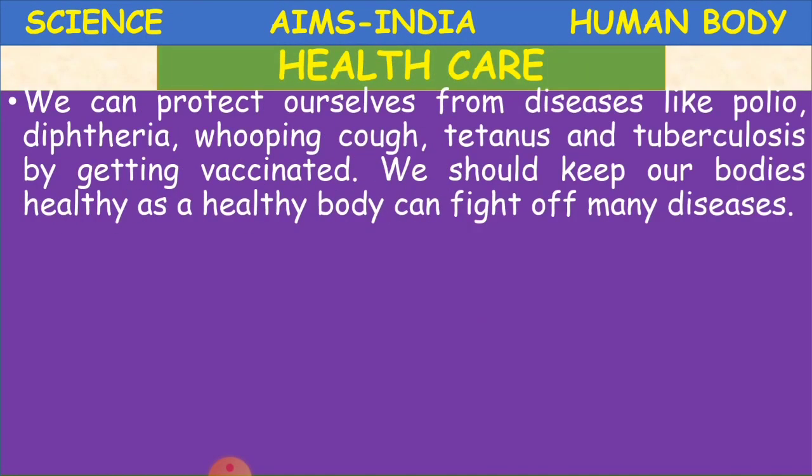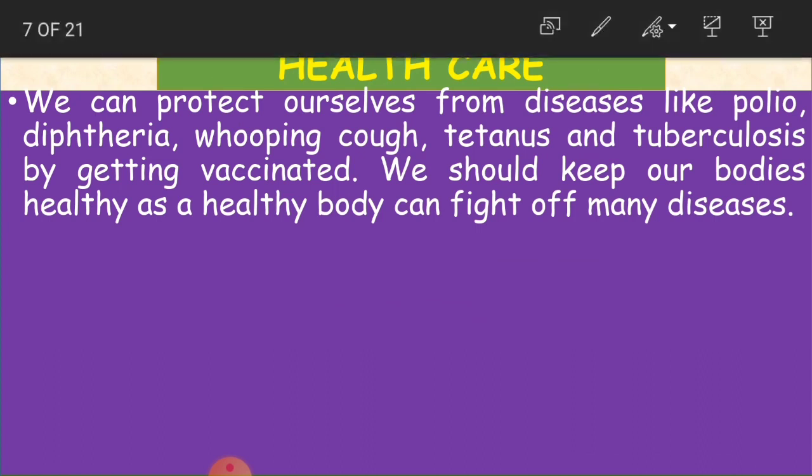And here, we can protect ourselves from diseases like polio, diphtheria, whooping cough, tetanus and tuberculosis by getting vaccinated. Okay, so polio, diphtheria, whooping cough, all these, as we said, what type of diseases are these, children? Yes, communicable diseases. And we can be protected from these diseases by getting vaccinated. You have to get yourself vaccinated, you have to take a vaccine, so that you will not get these types of diseases ever in your life.